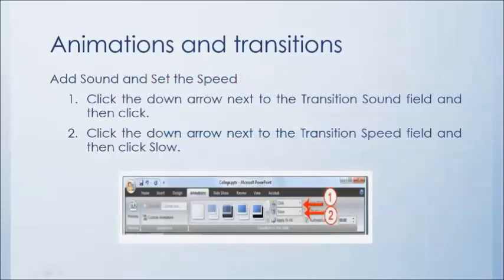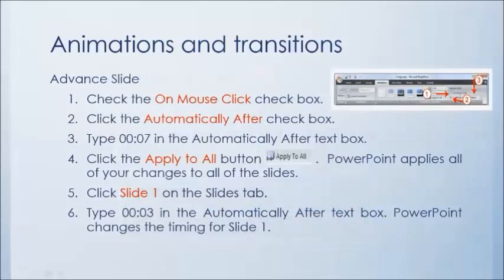Add sound and set the speed. Click the down arrow next to the Transition Sound field and then click the sound. Click the down arrow next to the Transition Speed field and then click Slow. Advance slide: check the On Mouse Click checkbox and then click the Automatically After checkbox. Type 00:07 in the Automatically After text box. Then click the Apply to All button. PowerPoint applies all of your changes to all of these slides.